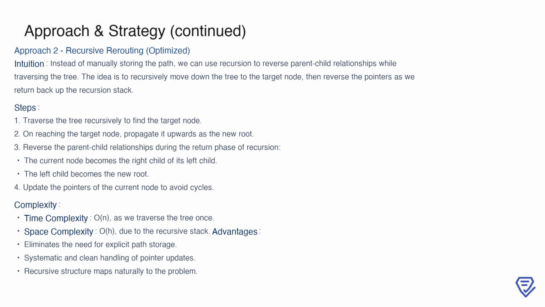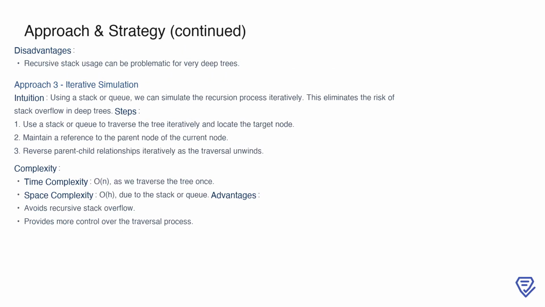This approach is both systematic and clean, as the recursive structure aligns naturally with the hierarchical nature of the tree. The time complexity remains O(n), since we traverse the tree once, and the space complexity is O(h), due to the recursive stack. By eliminating explicit path storage and handling pointer updates systematically, this method offers a more elegant and reliable solution. While the recursive rerouting approach is elegant and efficient, it does come with a potential limitation. Specifically, the recursive stack usage can become problematic for very deep trees, as it may lead to stack overflow in cases where the tree is highly unbalanced.